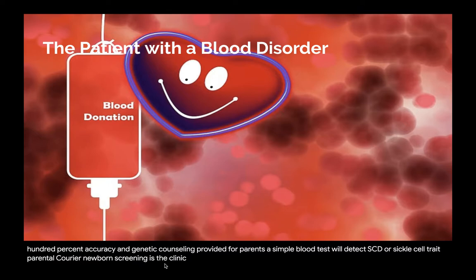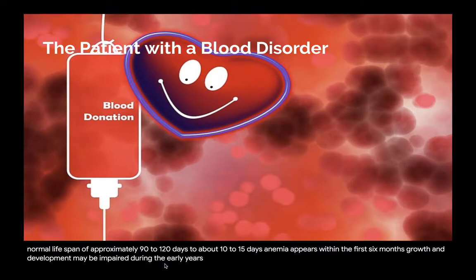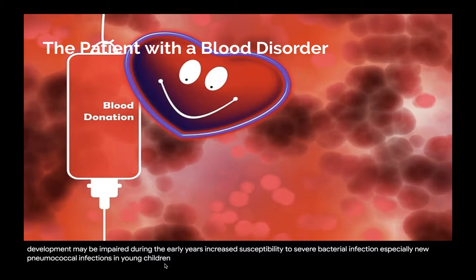The clinical course. Anemia: the lifespan of red blood cells is significantly reduced from a normal lifespan of approximately 90 to 120 days to about 10 to 15 days. Anemia appears within the first 6 months. Growth and development may be impaired during the early years. Increased susceptibility to severe bacterial infection, especially pneumococcal infections in young children. Multiple blood transfusions put patients at a high risk of bloodborne pathogens and hepatitis C.